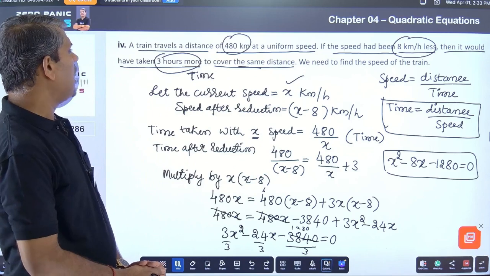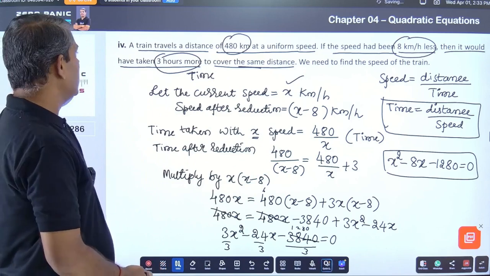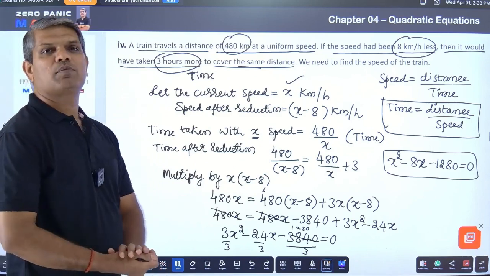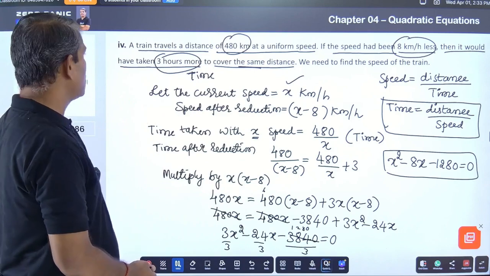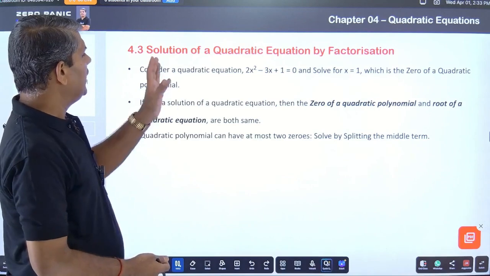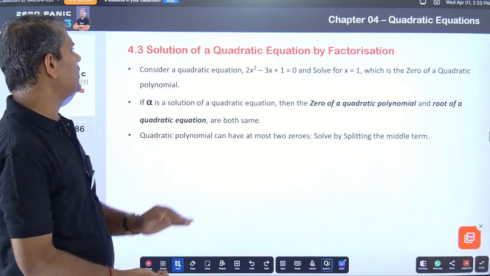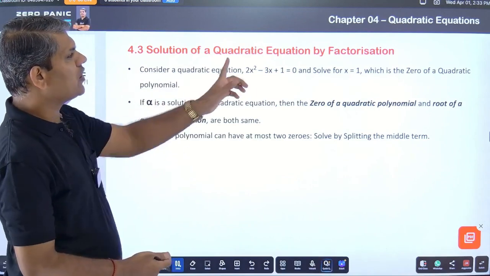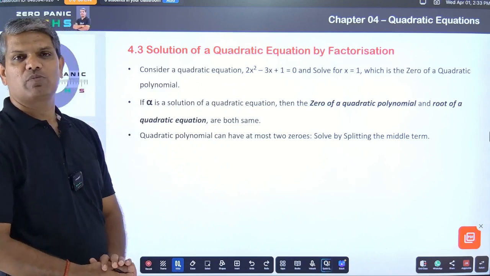Now this completes exercise problem 4.1. In the next session we will continue our discussion on solving the quadratic equation by the factorization method.